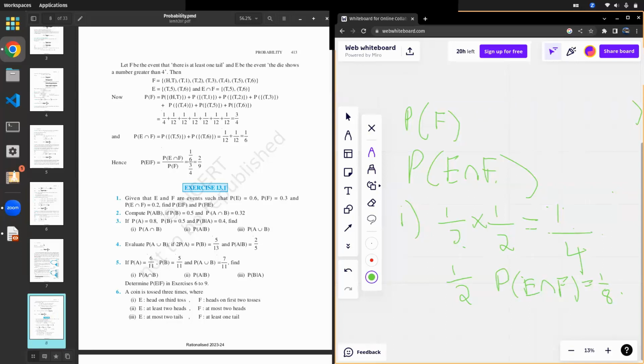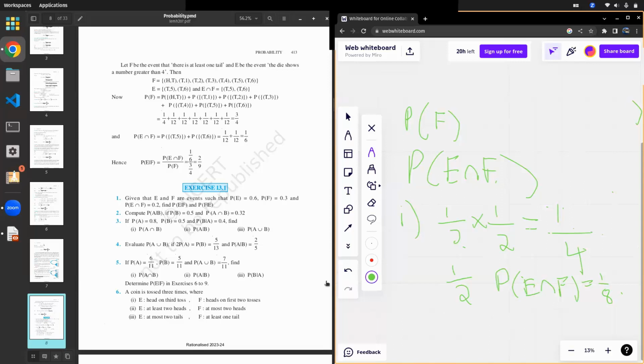We know the event E intersection F is that we should get heads on all the 3 coins. So the probability of getting heads on all the 3 coins is 1/8. So now our required answer will be 1/8 by 1/4, which will be 1/2.